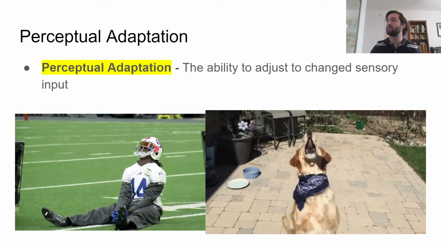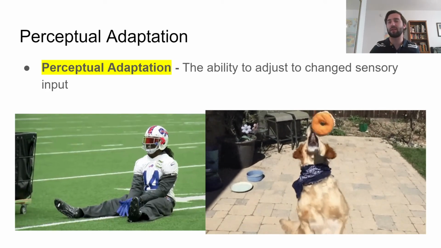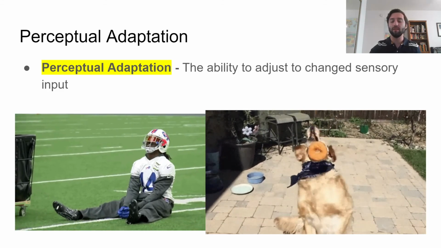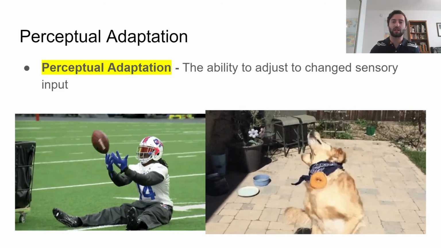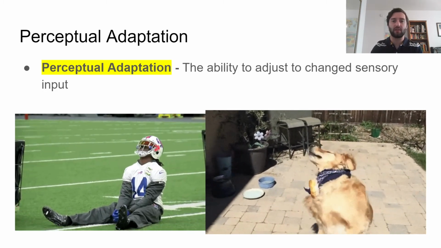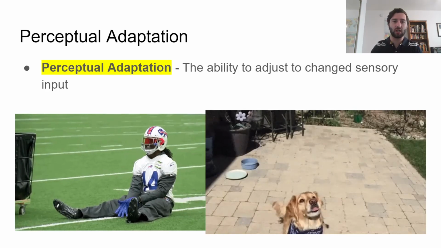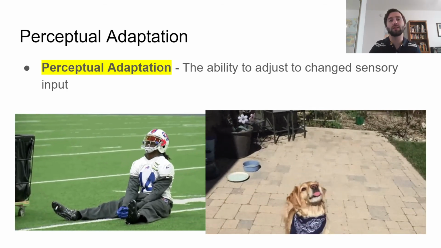Let's continue on here. Perceptual adaptation. Now this one is usually a nice little experiment that we do, but we can't really do it because we're not in the classroom. But all this is perceptual adaptation, and we've actually talked about it before. When we talked about sensory adaptation, it's very similar, but it's basically this idea that we are able to adjust to changed sensory information, to changed sensory input. Now I'm going to show you guys a video of this in class.